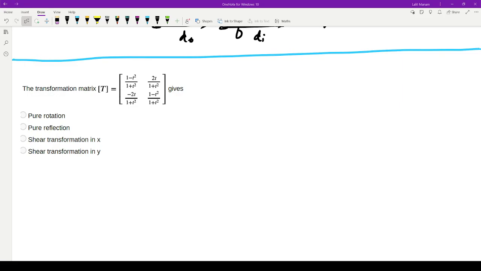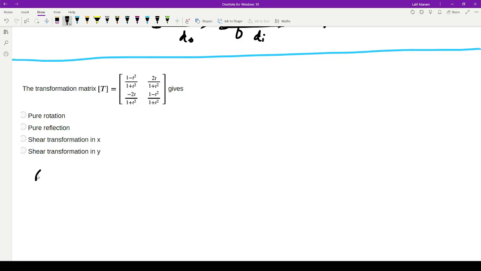Okay. Maybe we'll move on to the next question. So we are given a transformation matrix. This is a 2 cross 2 transformation. So instead of embedding everything into n plus 1 cross n plus 1, we are directly dealing with n cross n transformations. I don't want to confuse with that n or n plus 1. So this is just a transformation matrix. Whatever vector it is applied to, the vector size will be 2 cross 1, and this is a 2 cross 2 matrix. So the transformation matrix gives us what? Pure rotation, reflection, shear in x or y. What is the answer?